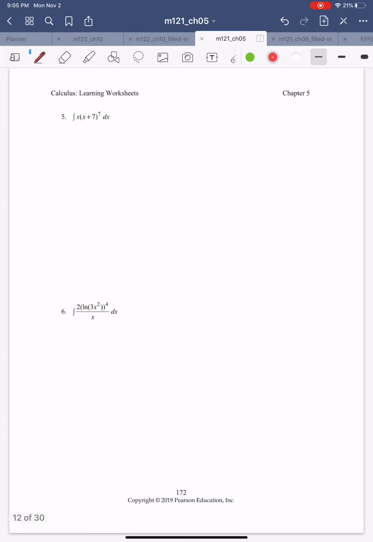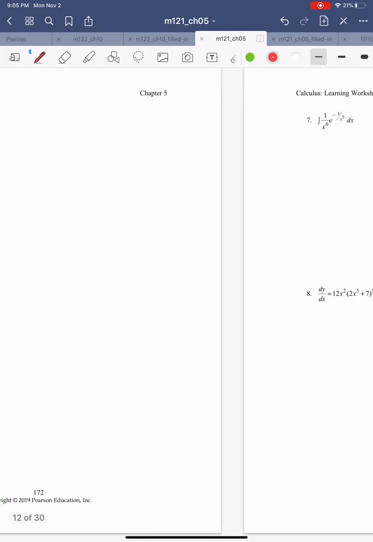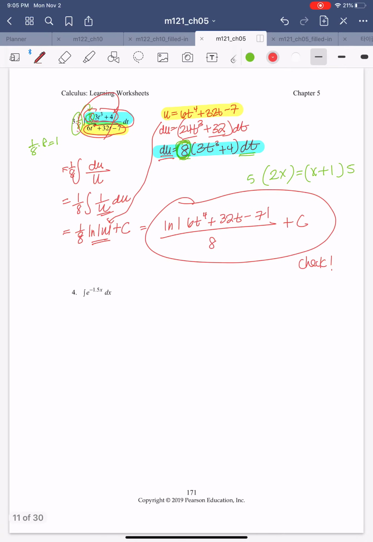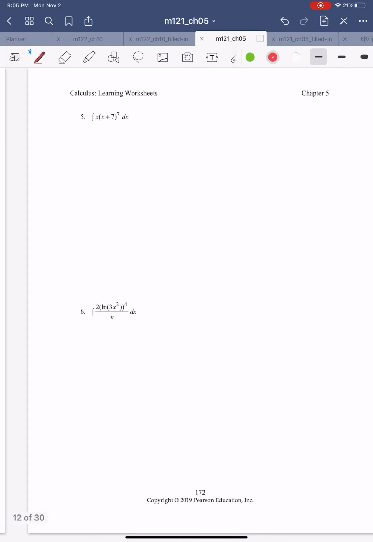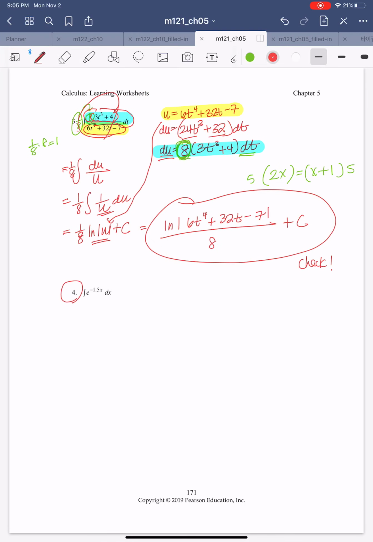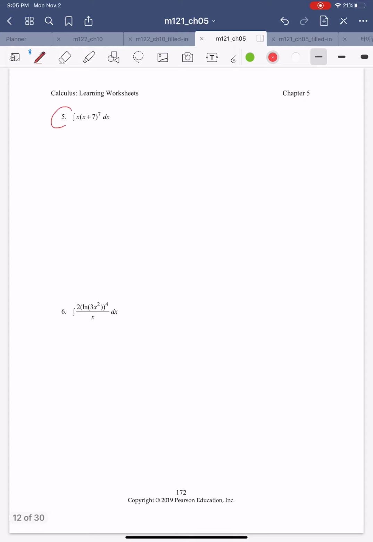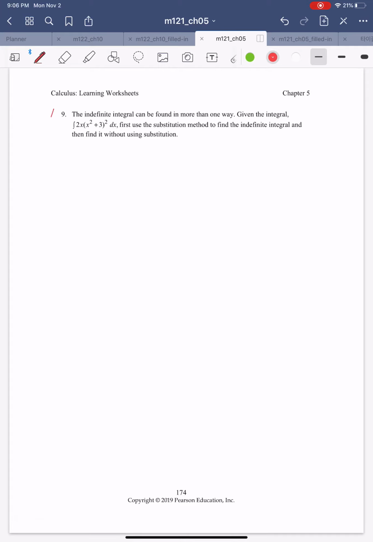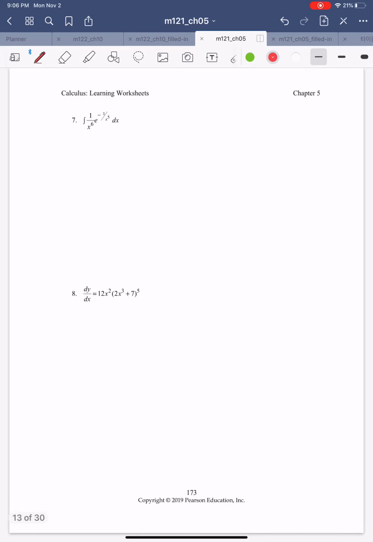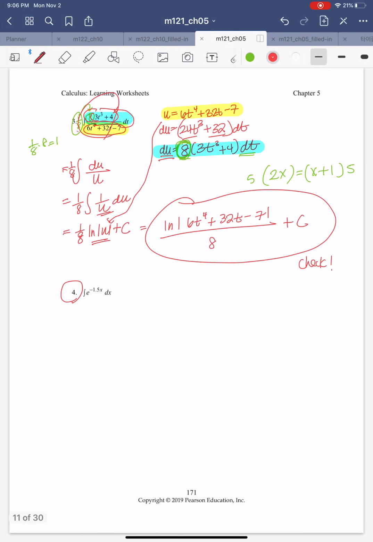So number 5. We have a couple more. I'm going to let you guys try number 4 and number 5. I will do number 6 with you so that you see a different example. But number 4 and number 5 are very simple ones. And then I will do number 9 together. Okay, so 6 and 9. And then the rest of them you can also try on your own. So let me first give you the answer.